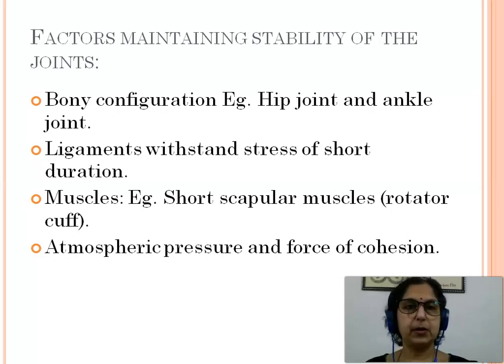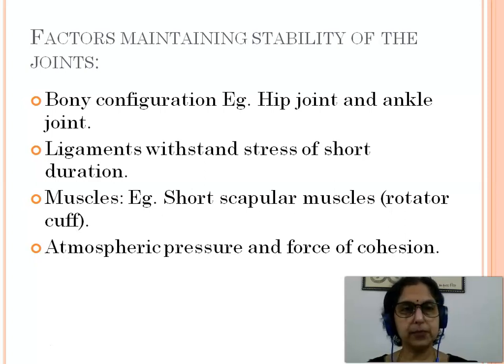First is the bony configuration. If the two articulating surfaces are congruent with each other, as is seen in the hip joint and the ankle joint, such joints will be very stable. But stability is inversely proportional to the freedom of movement. So if a joint is stable because of the congruent articular surfaces, the range of movement in that joint is going to be lesser. So more the stability, lesser the range of movement.